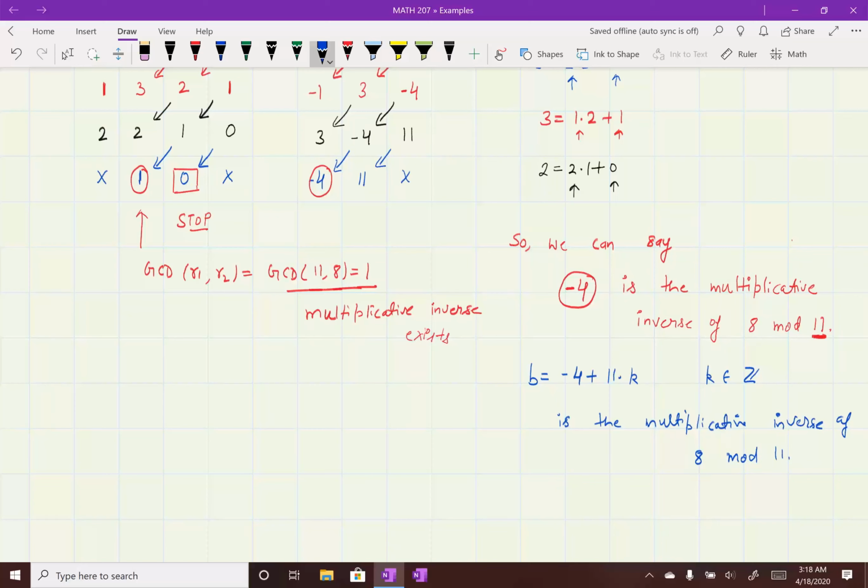So just by putting k equal to 1, b is going to be equal to minus 4 plus 11, which is equal to 7. So 7 is going to be the positive multiplicative inverse of this problem. If you are interested in finding the positive multiplicative inverse of a problem, but your algorithm is giving you a negative multiplicative inverse, then you can add the modulus m times any integer to your solution, and that way you can convert a negative multiplicative inverse to a positive multiplicative inverse.